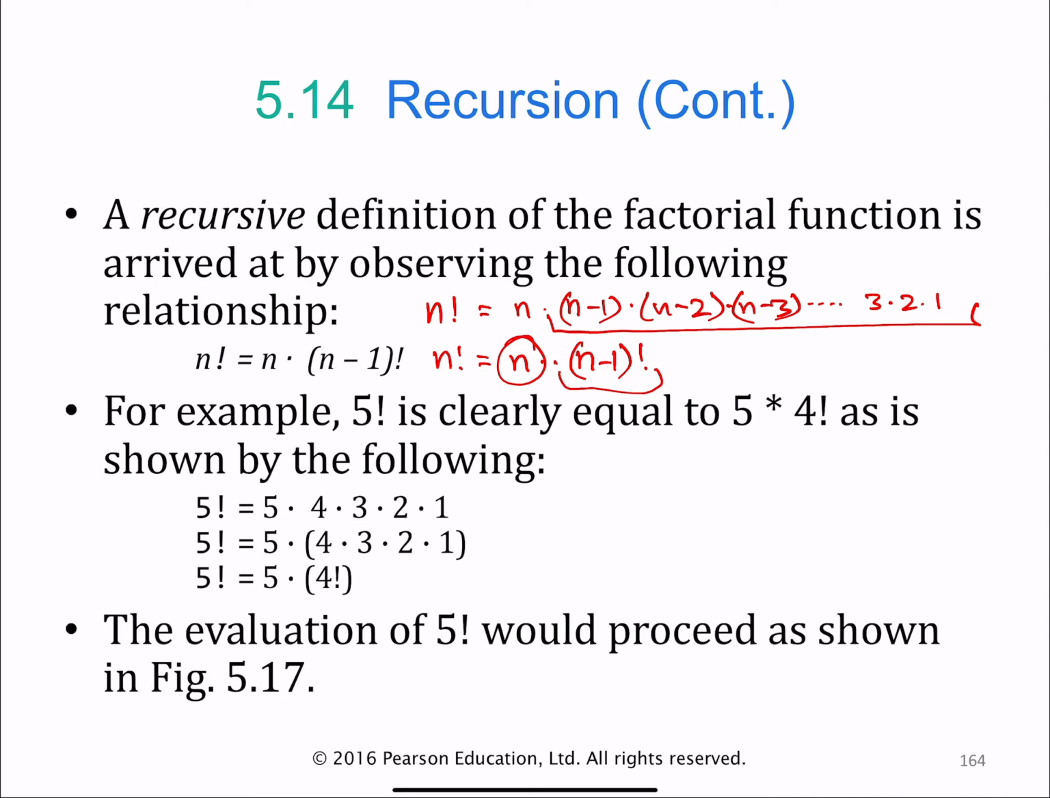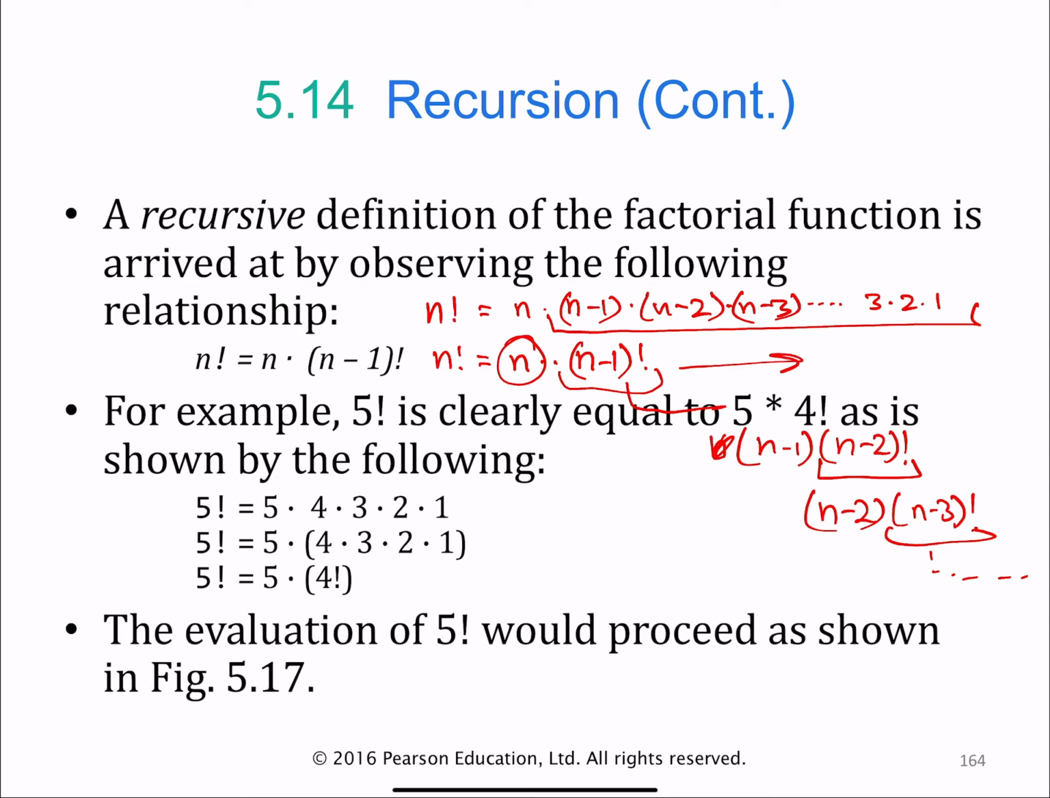The base case, well, n minus 1 factorial can then in turn be defined as n minus 1 multiplied by n minus 2 factorial. And n minus 2 factorial can be defined as n minus 2 times n minus 3 factorial, and so on.